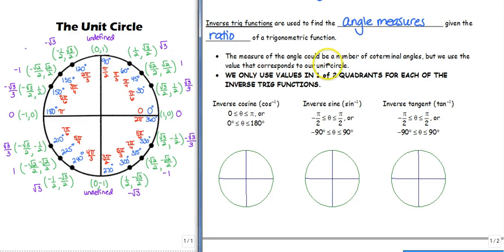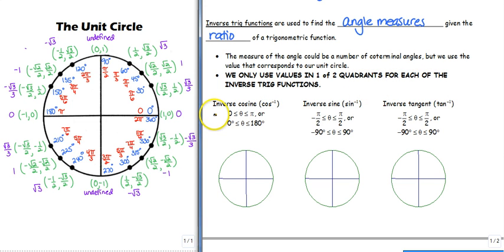The measure of the angle could be any of a number of coterminal angles, but we use the value that corresponds to the unit circle. So we know that 30 is also the same as 390 because 30 plus 360 creates a coterminal angle. We're only going to use the angles found on the unit circle, not coterminals. Also, like I said before, there's always two possibilities, but only one right answer, and we're only going to use values in one of two quadrants for each of the inverse functions.